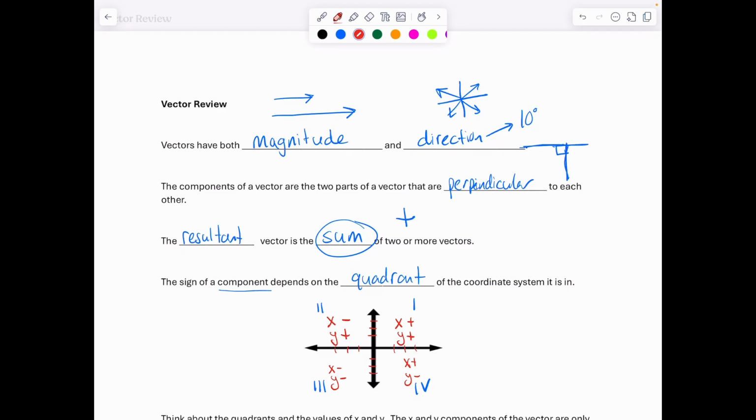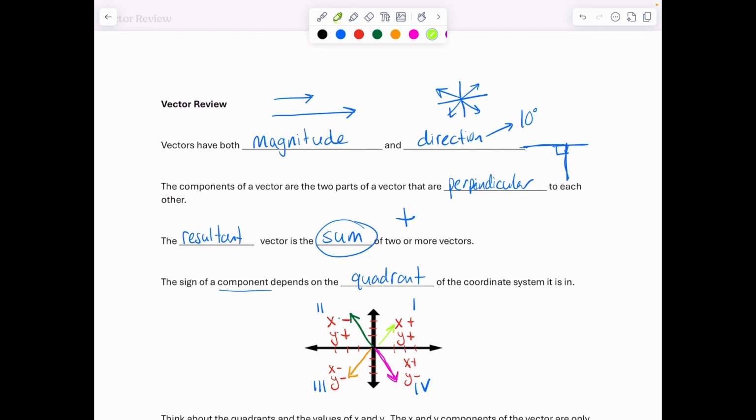So keep that in mind because when you're looking at a vector, if the vector happens to be over here, we would expect to have values that are both negative. If my vector was over here, I would expect an x value that's negative and a y value that's positive. If my vector was over here, I would expect an x value to be positive and a y value to be negative. And finally, if I had one over here, I would expect both to be positive.